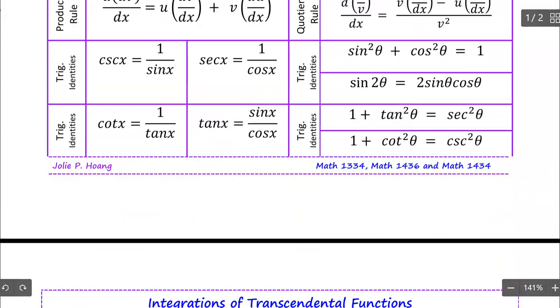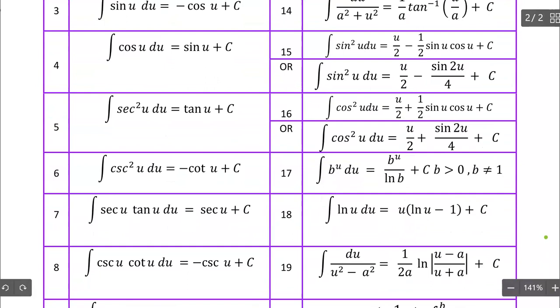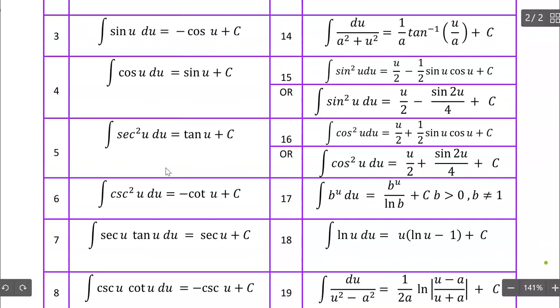Okay, so if you go to integral of transcendental function, you will see right here, if you have a square, then it means secant square. So you can go ahead and apply this and let u equal to the argument of that function, right? Let u equal to the argument of this function if you have a square. But in this case, do you have a cos to the exponent here?